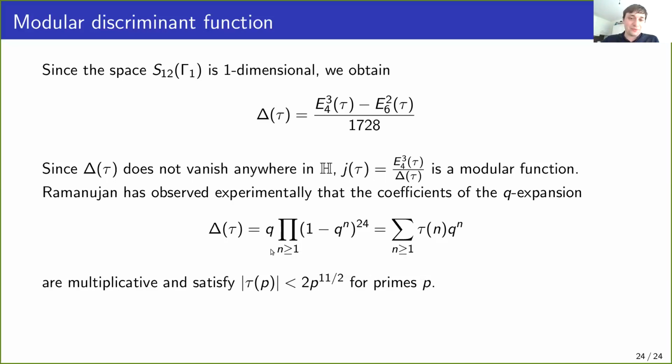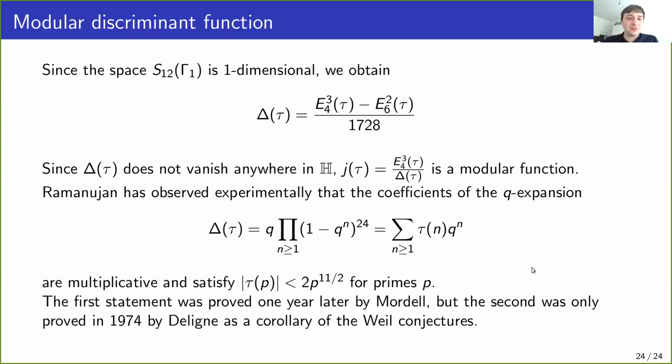One of the claims, the multiplicativity, was resolved the next year by Mordell. But the other claim turned out to be much, much deeper. It had to wait until 1974, when Deligne proved the Weil conjectures. He used a result from a few years before, in which this conjecture was reduced to a special case of the Weil conjectures. So it's a lot deeper stuff. Okay, I think I should stop.